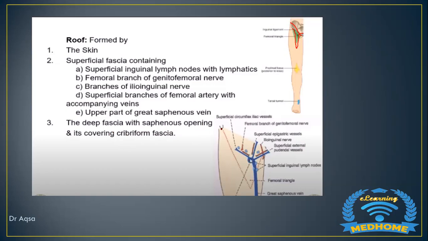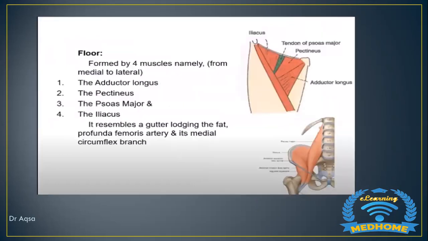So if you look here in this triangle, this is the femoral triangle. It contains the superficial inguinal lymph nodes. It has the branches of the ilioinguinal nerve, the femoral branch of the genitofemoral nerve, and superficial branches of the femoral artery and its veins. They both are also present here. And this is the great saphenous vein. And the upper part of this great saphenous vein is the content of the roof of the femoral triangle.